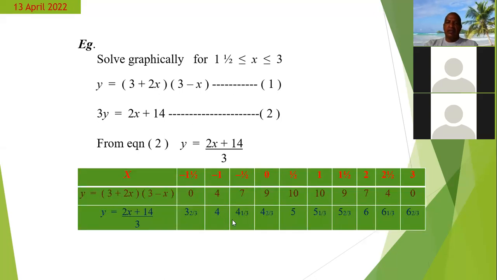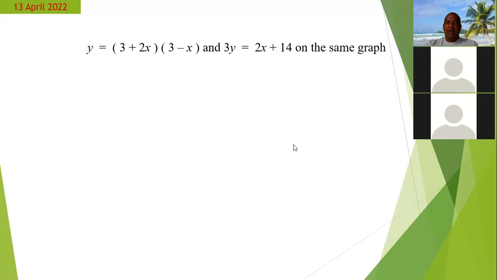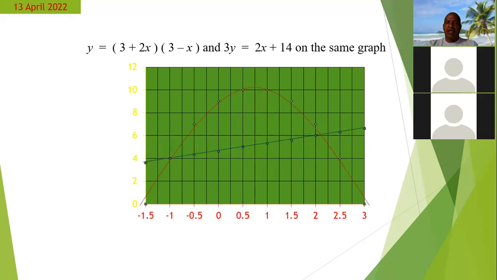So all you need to do now is to do the table, and these would be the values of the table. And then if we do our graph, we will get our curve looking like this, guys. In a similar way, we look at where the line intersects with the curve. Then you read your x values down here, and then your y values across.